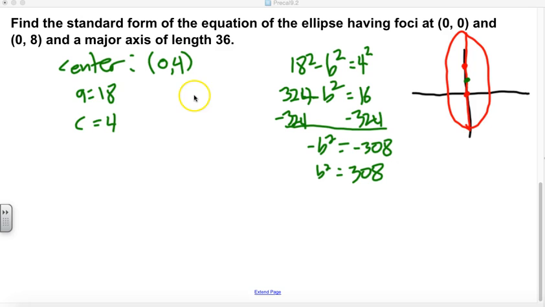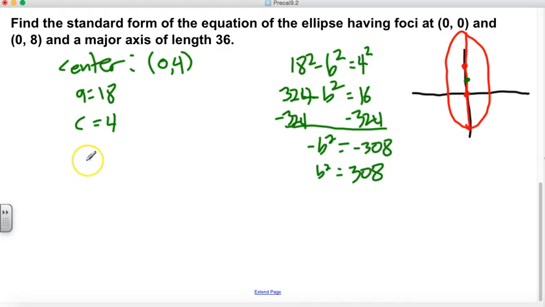Now, once we know A, we can figure out what C is, because C is the distance from the center to the foci, so that's 4. And when you know A and C, you can plug them in to figure out what B is. So we do that right here and solve, get B squared equals 308. Now again, we don't need B really, we just need B squared. So once we know B squared, we can plug them into our formula.